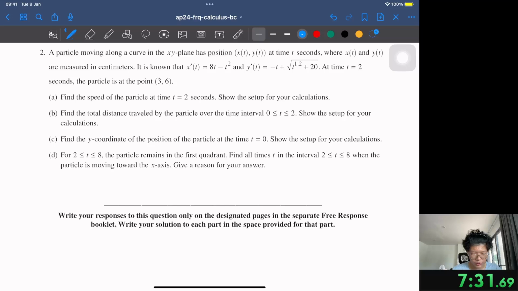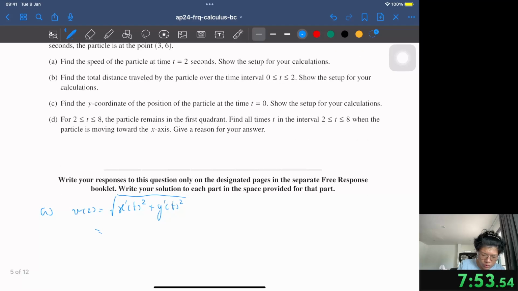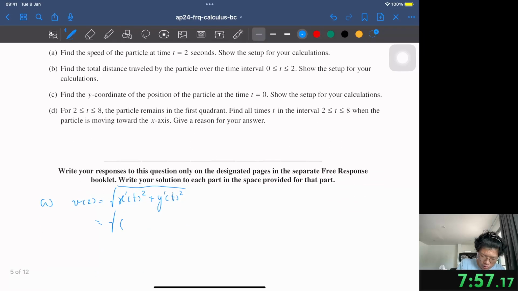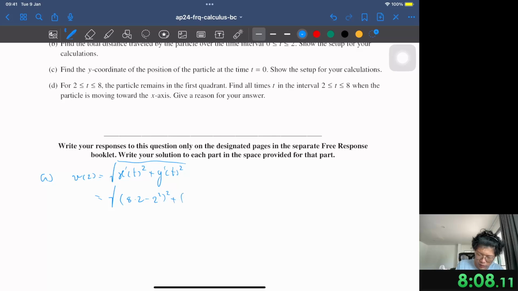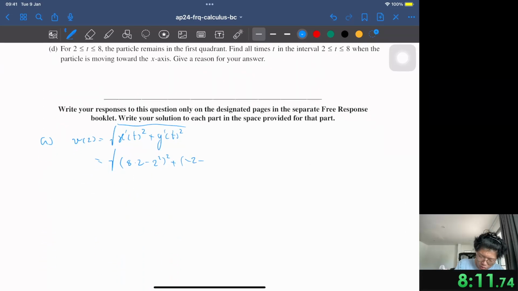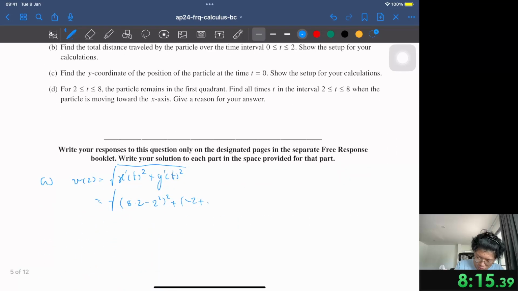And find the speed of the particle at time t equals 2 seconds. So part A, the speed is the square root of the x velocity, which is x prime squared, plus y prime squared, which is the square root of (8 times 2 minus 2 squared) squared plus (minus 2 plus the square root of 2 to the 1.2 plus 20) squared, all under the square root.